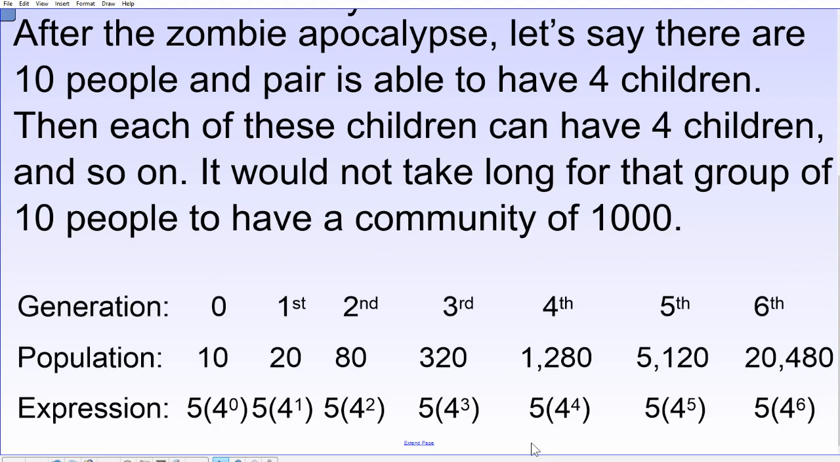And that's kind of the way that exponents work. Exponents grow very, very fast. And so if each couple was able to have, say, 6 kids, then it might only take 3 generations to reach 1,000 people. They just grow that much faster. And that's kind of what happens with the human population.